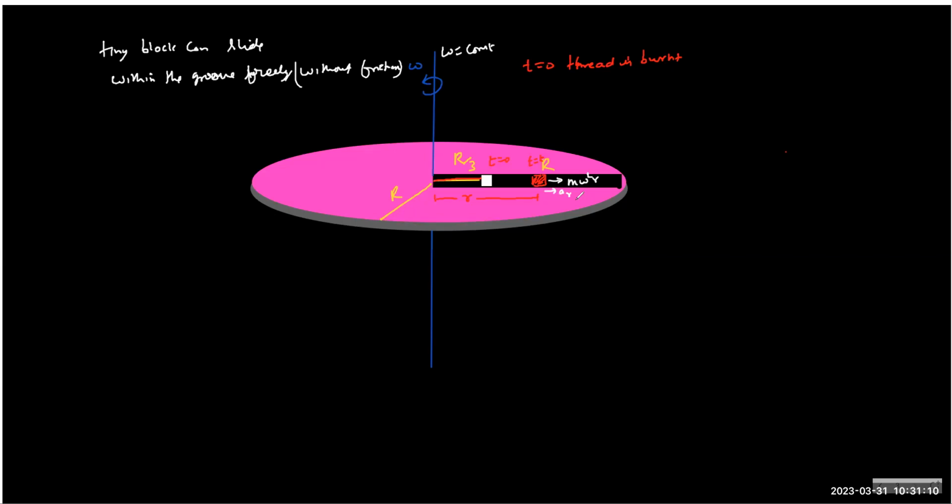So if I want to write the laws of motion, what do I have to write? In the frame of the disk, what are the laws of motion? Tell me.